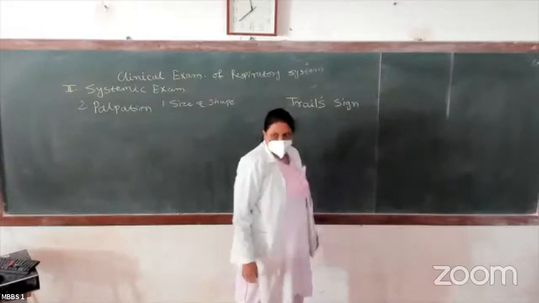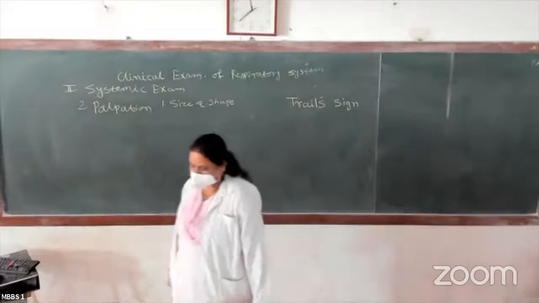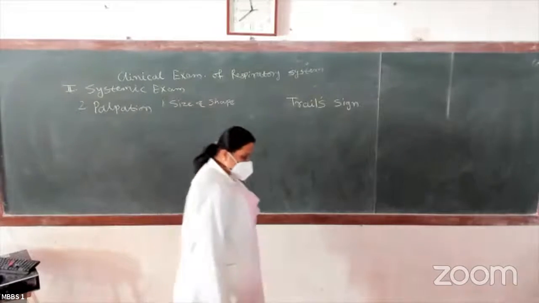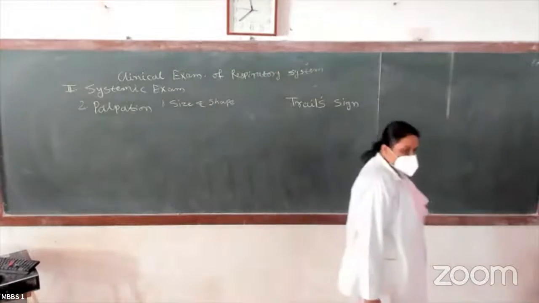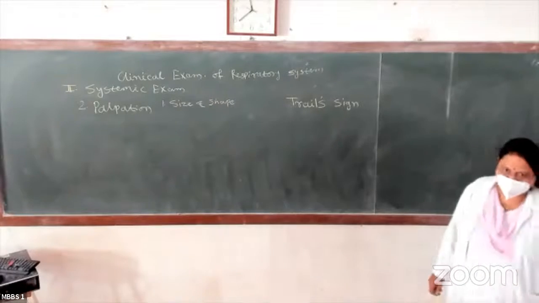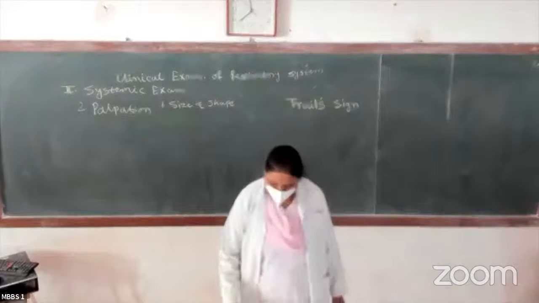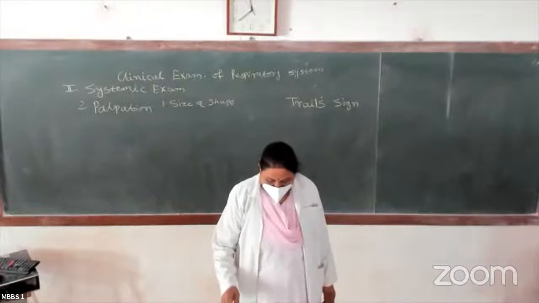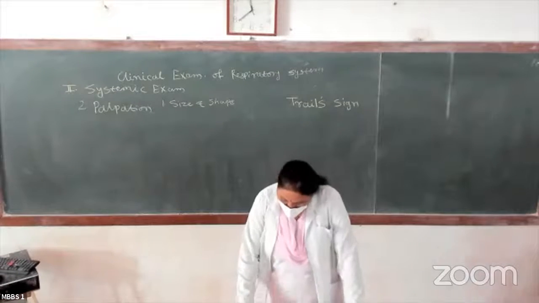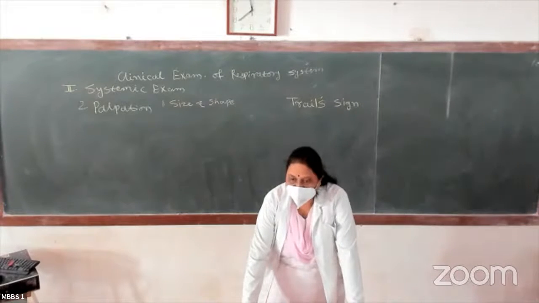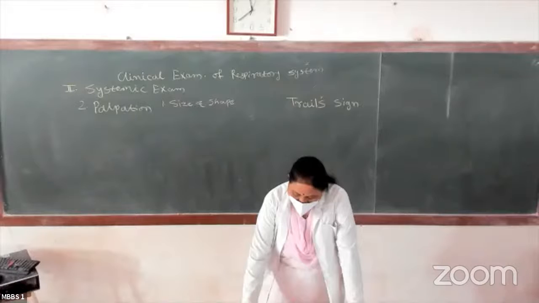Trail sign positive: shifting of the trachea, in conditions like pleural effusion, pneumothorax, fibrosis of the lungs, collapse of the lungs. These are the conditions. This is the examination of the trachea position: central, deviated to the right or deviated to the left.